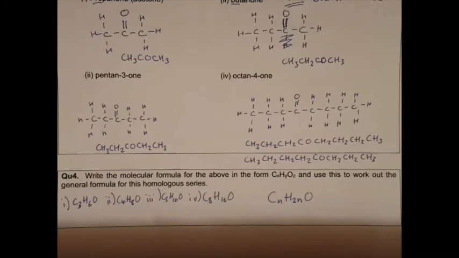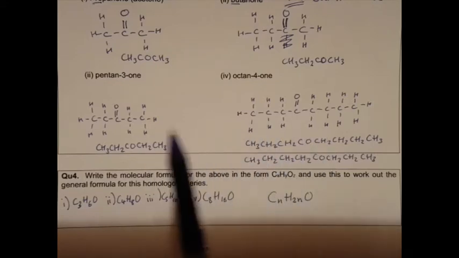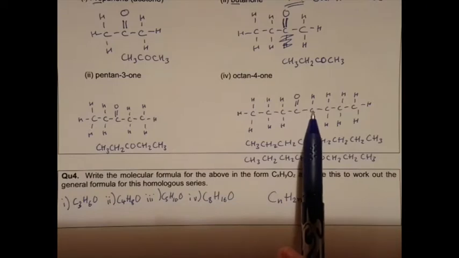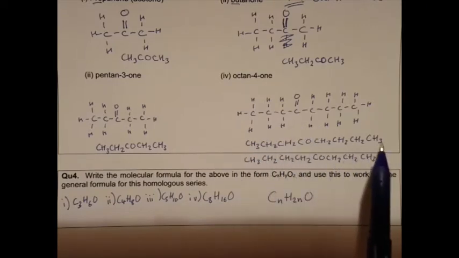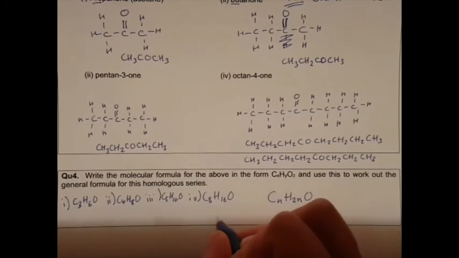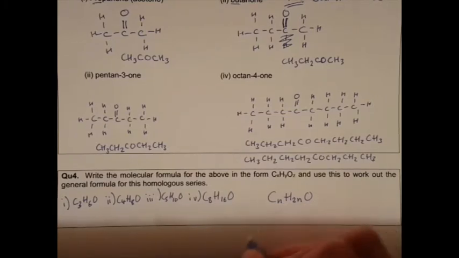Okay, so you can see the answers to the rest of these questions here. So this is pentan-3-one and then octan-4-one. Notice that with octan-4-one, you could have drawn it the other way up, with the carbonyl group on this carbon instead, and you could write the shortened structural formula in 2 different ways, so I've drawn them both here. So here are your molecular formulas and your general formula, and what do you notice about this general formula?